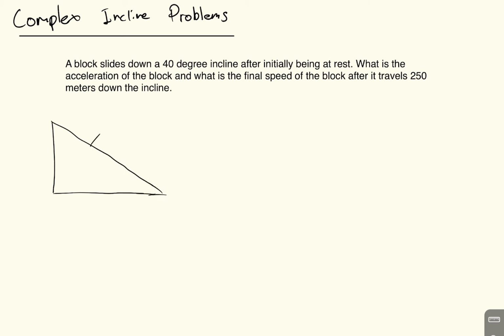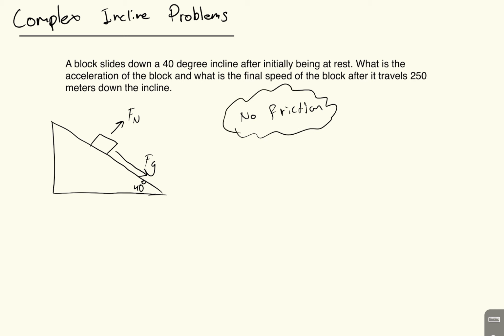So we have our block over here, and the only forces acting on it would be our normal force and then our force of gravity dragging it down, Fg, and then we have a 40-degree ramp. Now it's important to note there's no friction in this example. Now the first part is, what is the acceleration of the block?